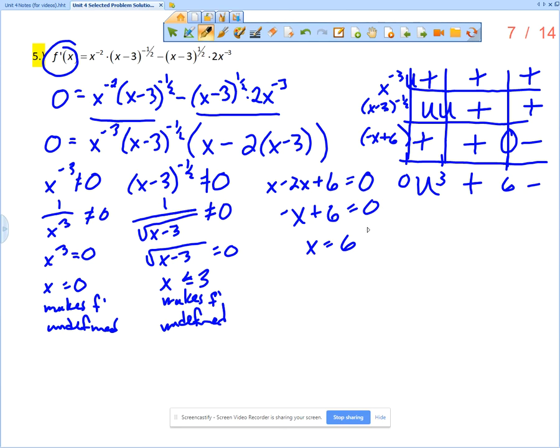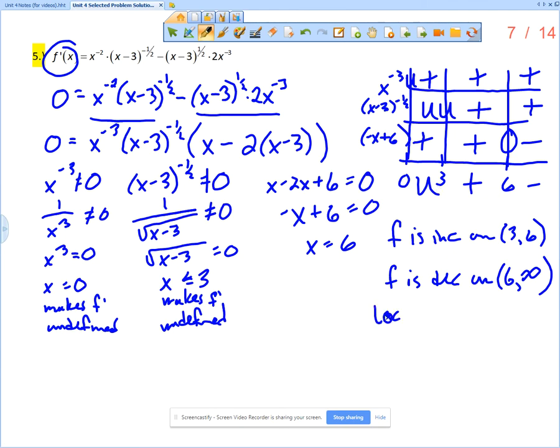So when is f increasing? f is increasing on the interval 3 to 6. f is decreasing on the interval 6 to infinity. Let's think about this. It's undefined over here, so there should not be some sort of local anything there. But then there would be a local max, because the derivative changes from positive to negative at x equals 6.